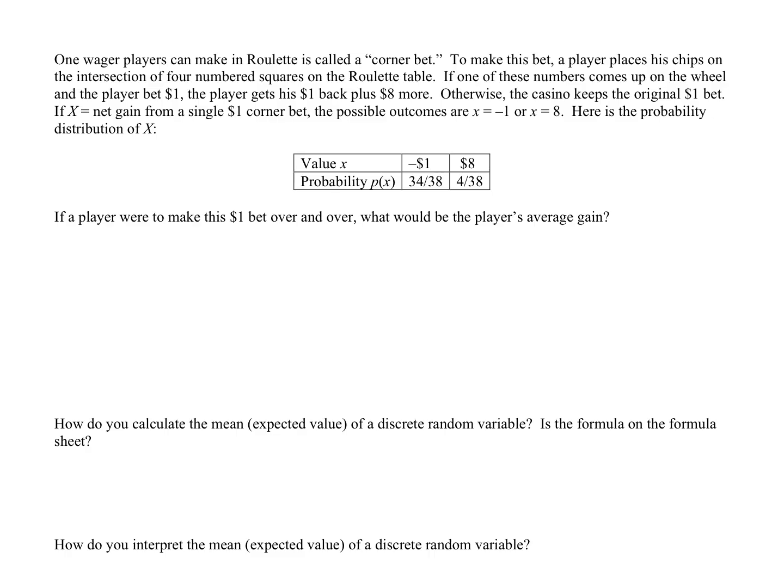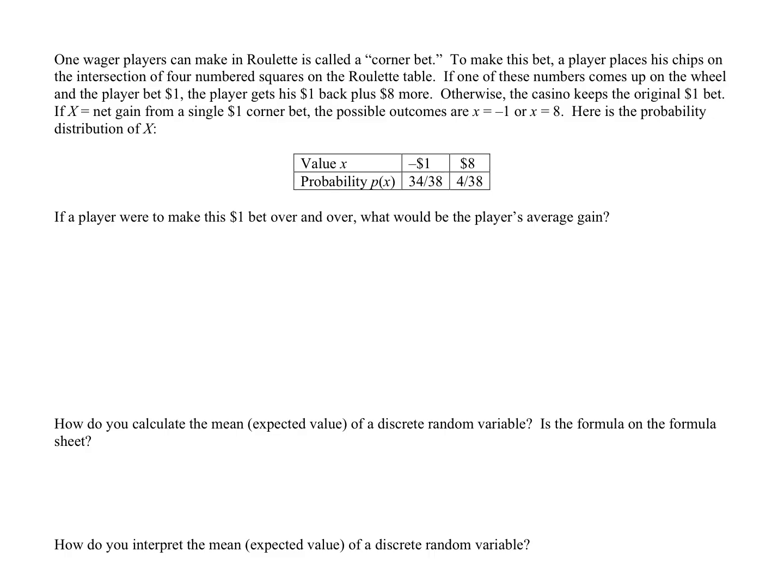X is the net gain from a single $1 corner bet. So the possible outcomes then, -1, you lose $1, or you gain $8 because it's the net gain. If the player were to make this $1 bet over and over, what would be the player's average gain?